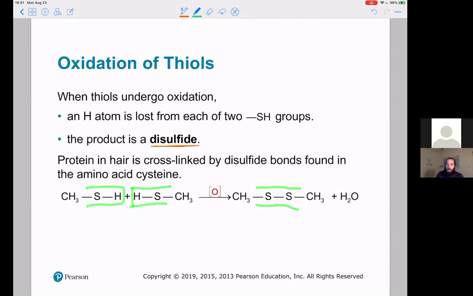The reason that we're going to learn about it here, but especially when we talk about biochemistry, is because it's a really popular reaction for amino acids within proteins. One of your amino acids within your body, cysteine, undergoes these types of reactions a lot.